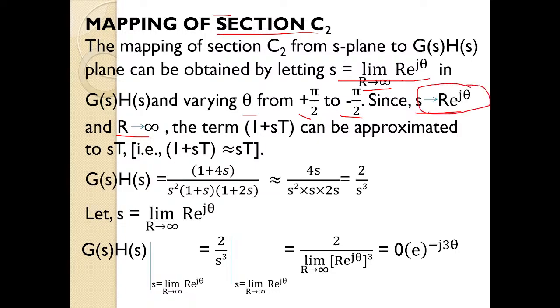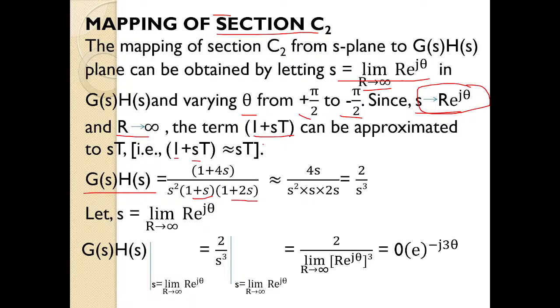If you substitute r tends to infinity, s will tend to infinity e power j theta, meaning the s value is very very high. When the s value is very high, 1 plus sT can be written as sT, because 1 is very very small compared to sT. If you have any first order numerator or denominator factors in the given equation, just replace them. Our equation is G(s)H(s) equal to 1 plus 4s by s square into 1 plus s into 1 plus 2s. So 1 plus 4s becomes 4s, 1 plus s becomes s, and 1 plus 2s becomes 2s.